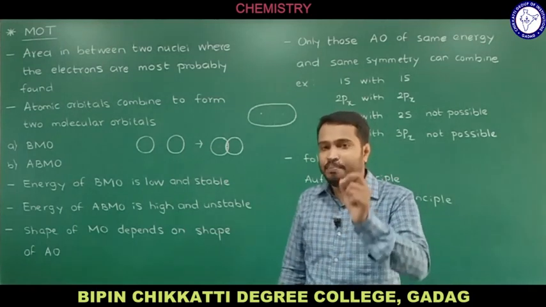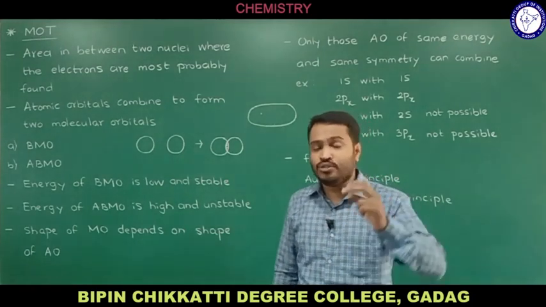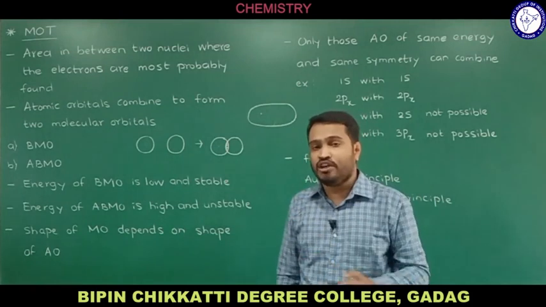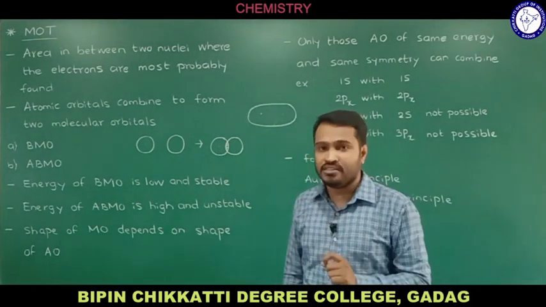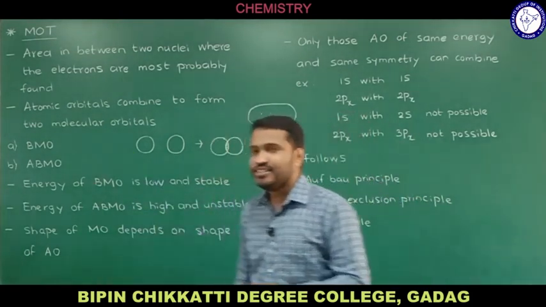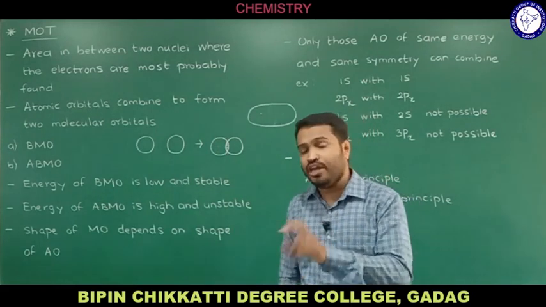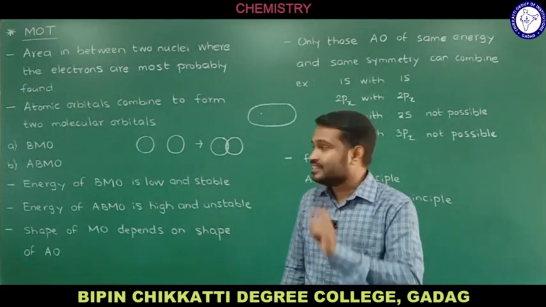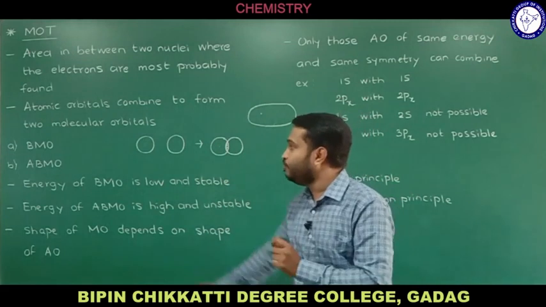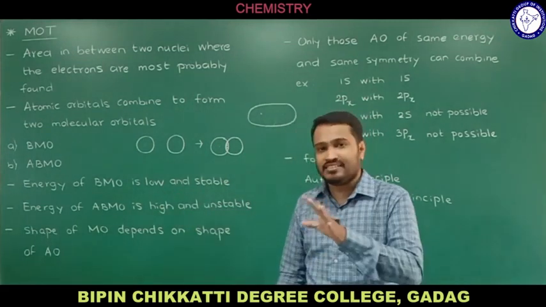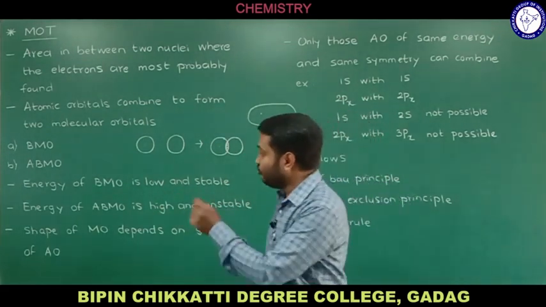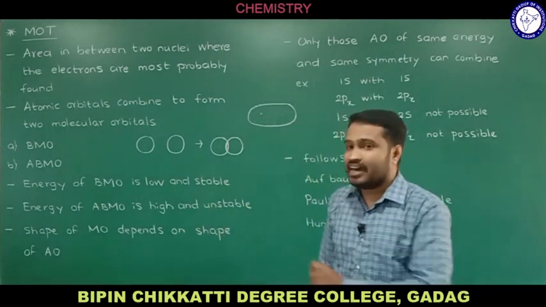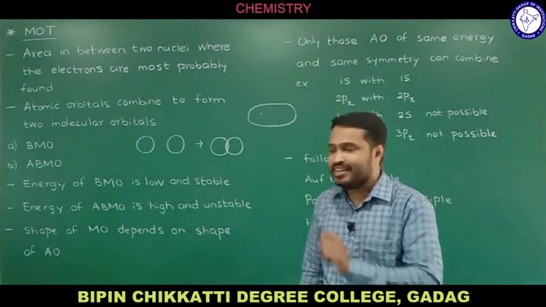Remember that BMO and ABMO are the two types of molecular orbitals which are formed by the combination of atomic orbitals. BMO is quite stable when compared to ABMO, and because of that reason I can say the energy of BMO is low and it is stable, whereas the energy of ABMO is high and it is unstable. Later we'll see why it is like that.